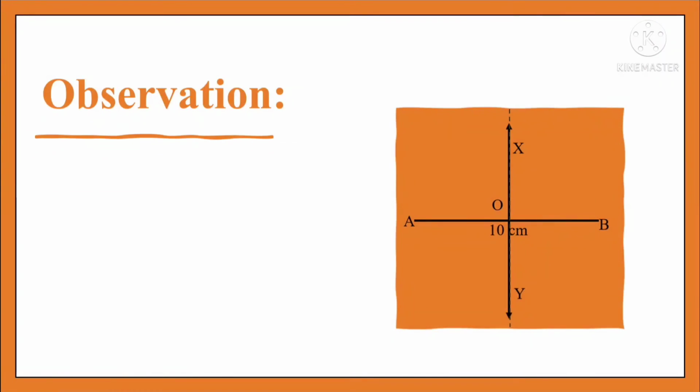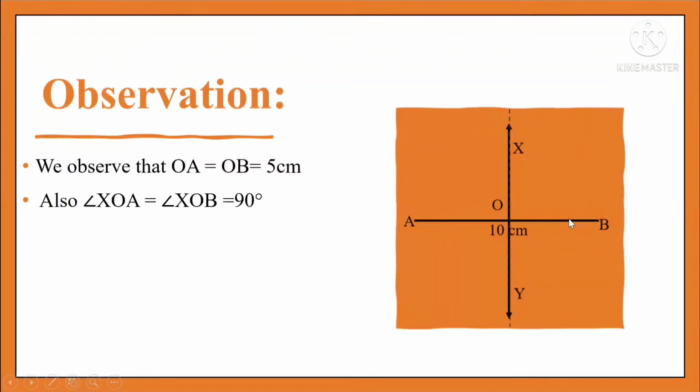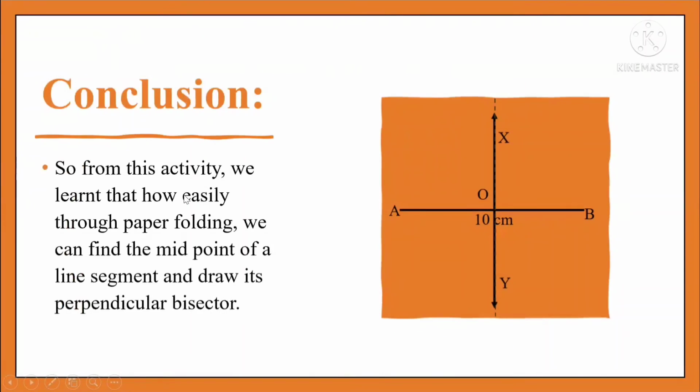I will find out that OA and OB both will come out to be equal to 5 centimeters. That means they are coming equal to half of AB, right? And also angle XOA and XOB will also come out to be 90 degrees. So what do we conclude from this? From this activity, we easily learn through paper folding how can we find out the midpoint of the line segment and draw its perpendicular bisector.